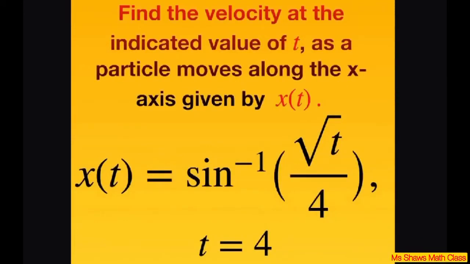Everyone, we're going to find the velocity at the indicated value of t equals 4 as a particle moves along the x-axis given by x of t equals inverse sine of square root of t divided by 4. All right, so we're using this formula here, and we're going to go ahead and differentiate with respect to t.